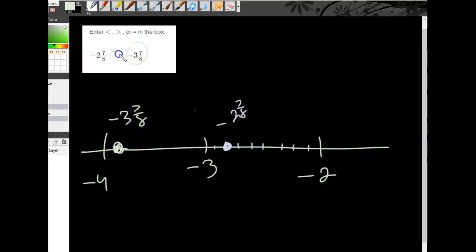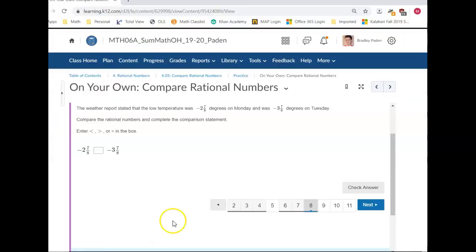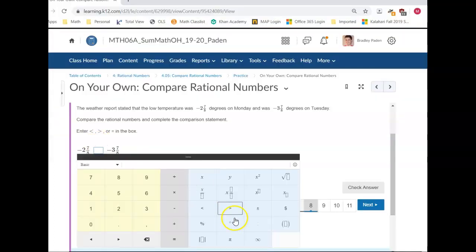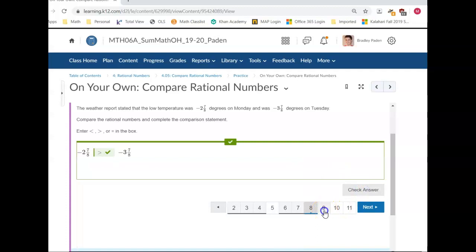So negative 2 and 7/8 will be bigger. It's a larger number. It's more to the right than the other number. So it is larger. Okay. So that should be greater than. Checks out.